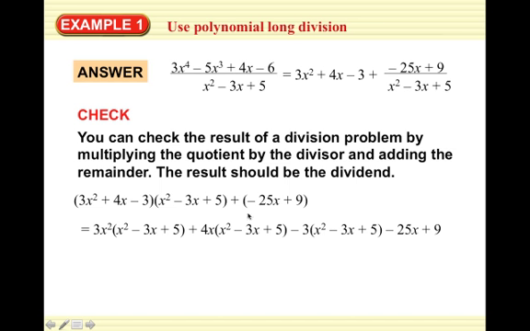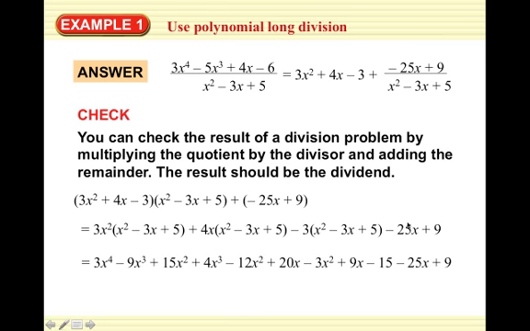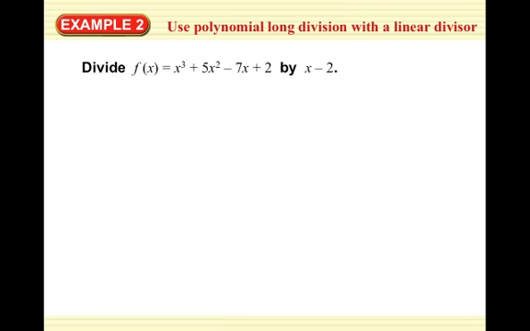And if we do that, here we're showing multiplying the 3x squared by everything in the second factor here, plus 4x times everything in the second factor, minus 3 times everything in the second factor, and then adding, right here, we're just adding the remainder. And there's everything all expanded out, and when you clean everything up, you get back to your original dividend: 3x to the fourth minus 5x cubed plus 4x minus 6.